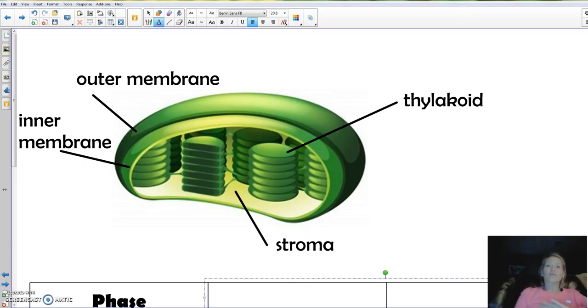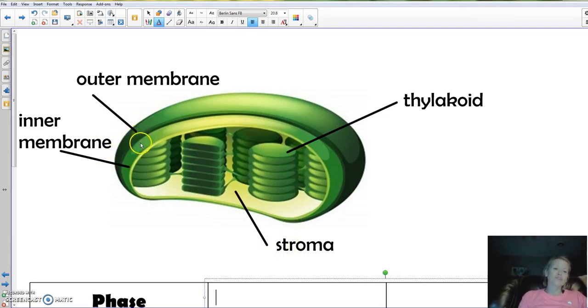So let's just quickly review the chloroplast, because remember, we're only talking about plant cells. Only plants can do photosynthesis. Only organisms with chloroplasts can do photosynthesis. So we're going to take a look at the chloroplast, review what we learned last week, and then we're going to learn a little bit more about the Calvin cycle. Okay, so here is a picture of our chloroplast. And in your chloroplast, you're only required to label the thylakoid and the stroma.